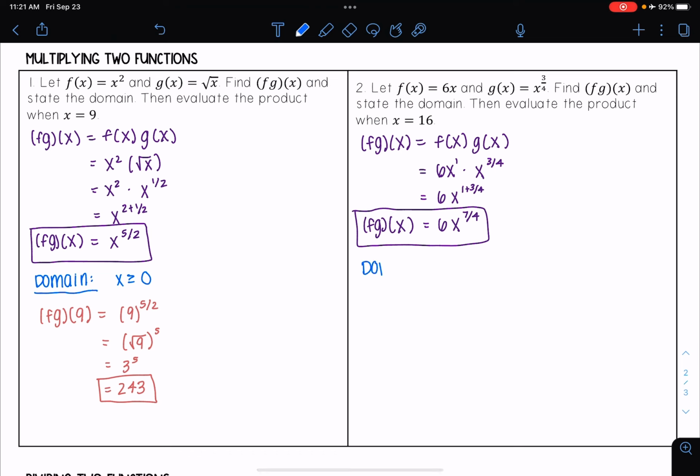Okay, next when you look at my domain, the domain of f is all real numbers, but for the domain of g, I have x raised to the 3/4 power. And remember this 3/4 power is the same thing as the 4th root of x raised to the 3rd power. And remember, whenever our index is even, our x has to be non-negative. And so that means the domain here is going to be the same as number 1, as in that x is going to be greater than or equal to 0.